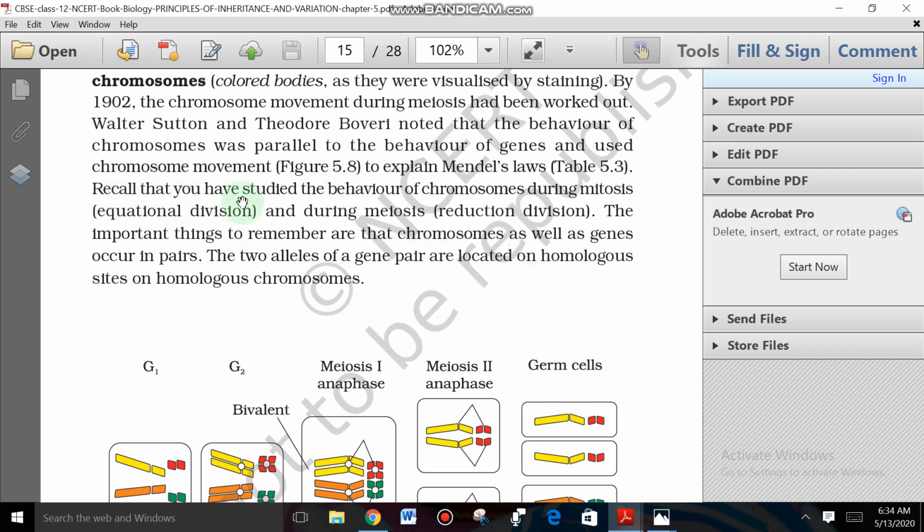Right, recall that you have studied the behavior of chromosomes during mitosis, equational division, and during meiosis, reduction division. The important thing to remember is that chromosomes as well as genes occur in pairs only. That is the most important. The two alleles of a gene pair are located on homologous sites on homologous chromosomes only. So the alleles of genes are located where? On the chromosomes only. Clear?